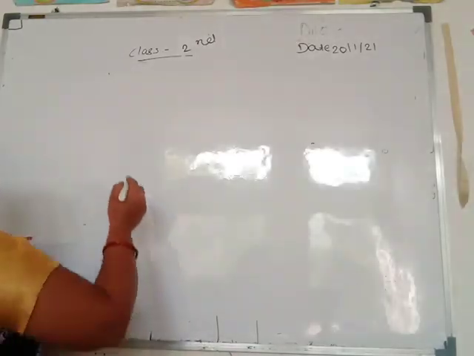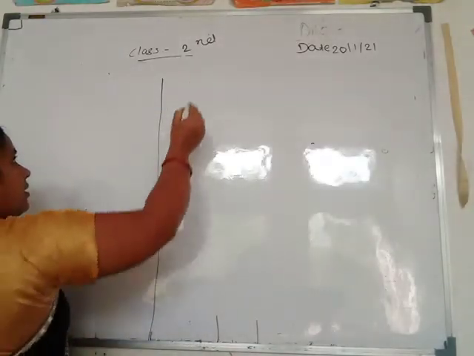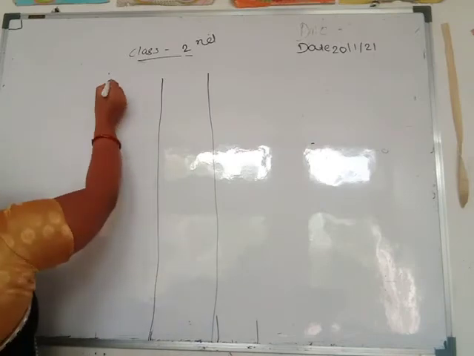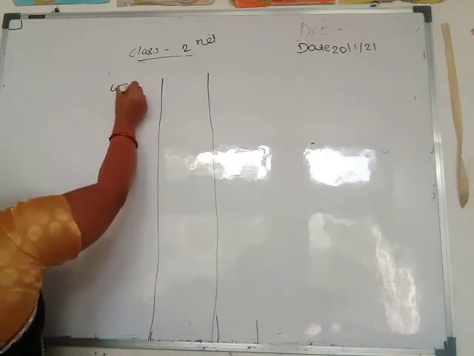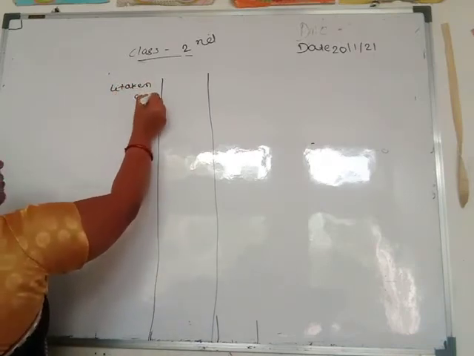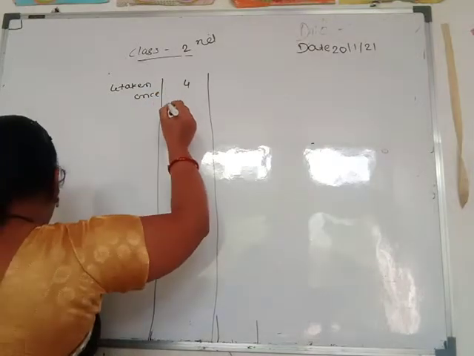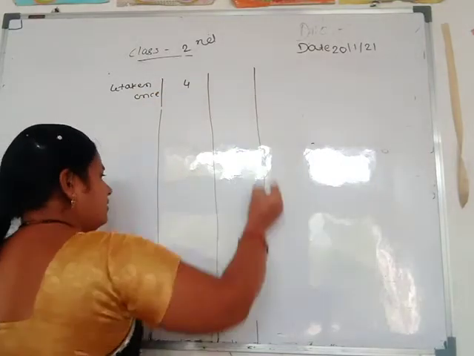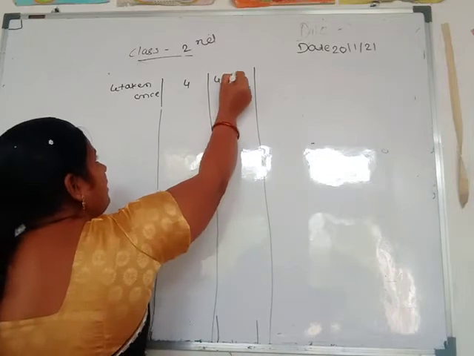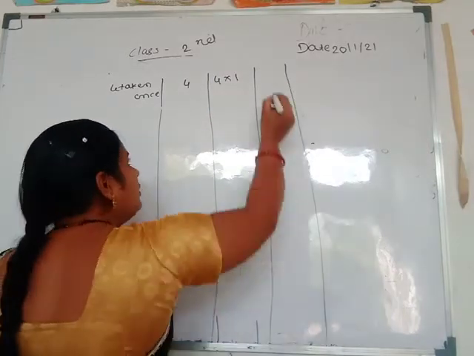73. In your notebook, you make your columns. Here, write 4 taken once, means only one time you take here. Then, here, write 4 into 1 is equal to 4.